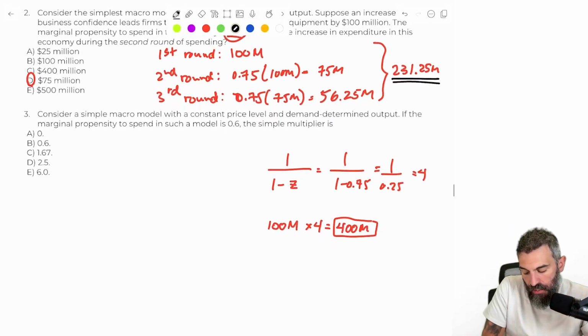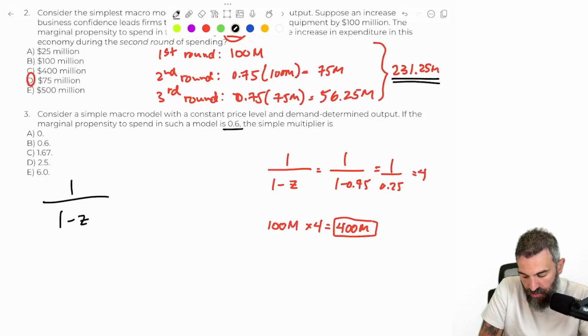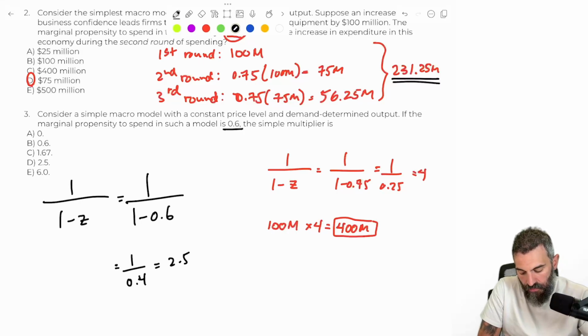Okay, number 3. Consider a simple macro model with constant price levels and demand-determined output. If the marginal propensity to spend is 0.6, what is the multiplier? So we just did that, the formula being this. 1 over 1 minus 0.6 is 1 over 0.4, which is 2.5.